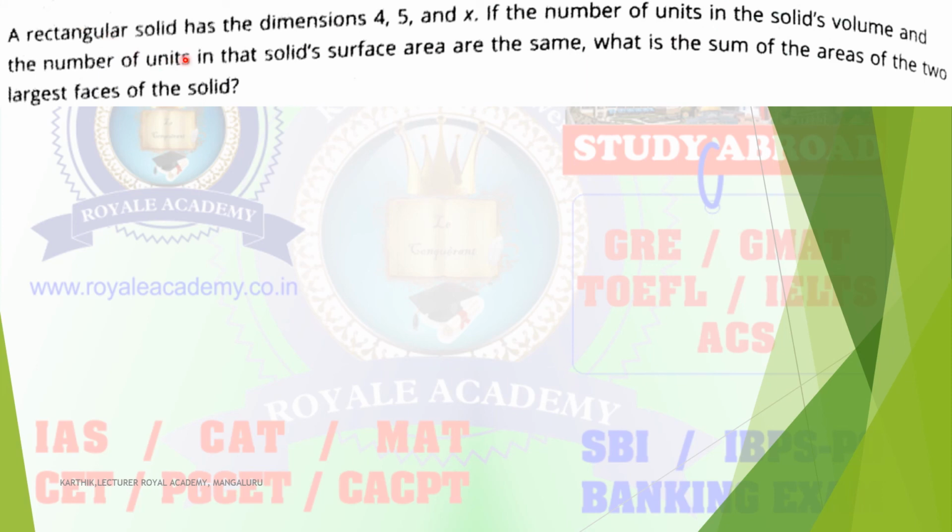Next one, a rectangular solid has the dimensions 4, 5 and x. If the number of units in the solid's volume and the number of units in its surface area are the same, so the numerical values of surface area and volume are the same, what is the sum of the areas of the two largest faces? So how does a rectangular solid look? Rectangular solid is nothing but, so this is like this. My sketch is not accurate, but it is similar to the shape of a cube. Okay, so it is visible like this.